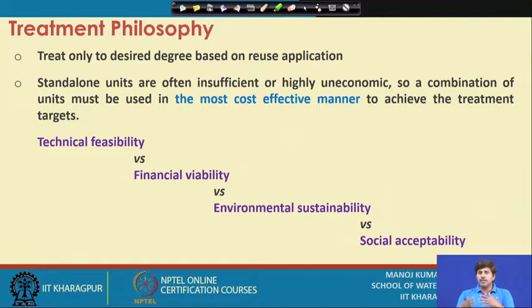Then environmental sustainability many times plays a vital role. Something which is environmentally sustainable may not technically give you the desired output. An RO system may not be environmentally sustainable because of its high energy footprint or the reject water that it produces, but if your technical requirement suggests that you have to use it and treat to that level, you will compromise on the environmental sustainability criteria. Instead of going for a low treatment natural system, you will go for a high treatment, maybe a little less environmentally sustainable system.